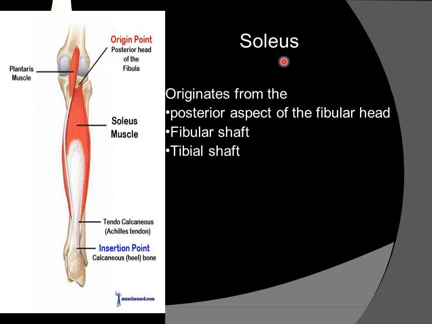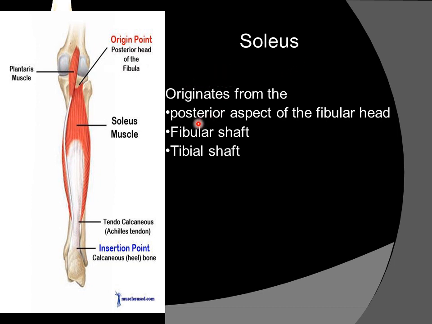Let us discuss about the soleus muscle. It is one of the superficial muscles of the posterior compartment of the leg. It is a multipennate muscle. It lies deep to the gastrocnemius. So it is named as the soleus because it resembles a sole. Okay. Origin of the soleus.